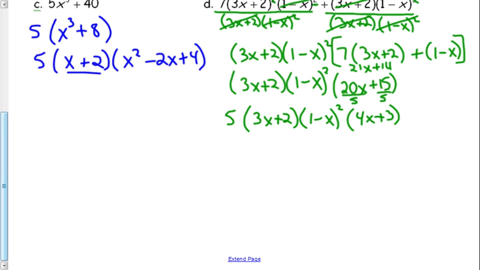Okay, so it looked a lot more complicated than it was. It wasn't actually terribly bad. Okay, you've got to look for those groups that you can pull out together. Okay, and that is it.